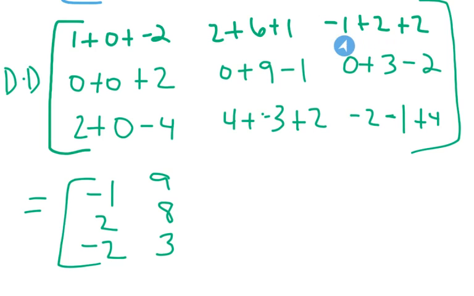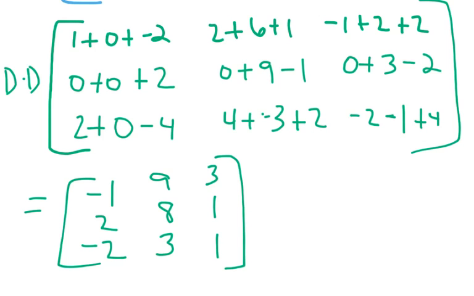I have 4 minus 3 plus 2, which is 3. Last column here, negative 1 plus 2 is 1. 1 plus 2 is 3. 0 plus 3 minus 2 is just 1. And negative 2 minus 1 is negative 3, plus 4 is 1. Are we done yet? Nope.